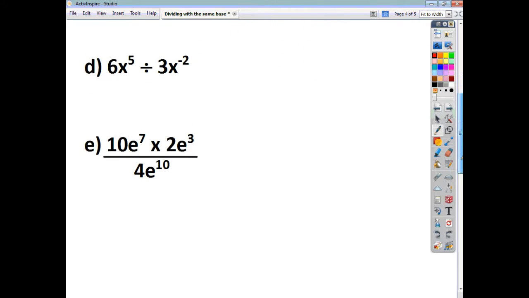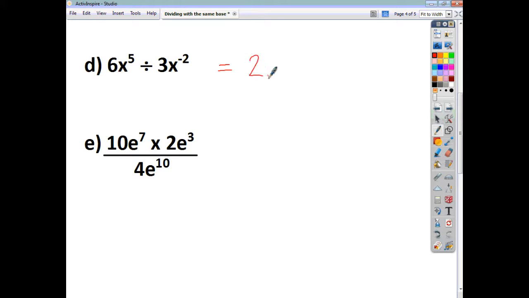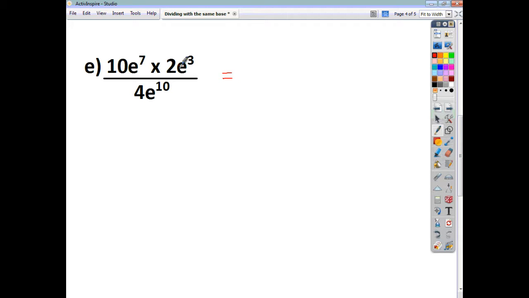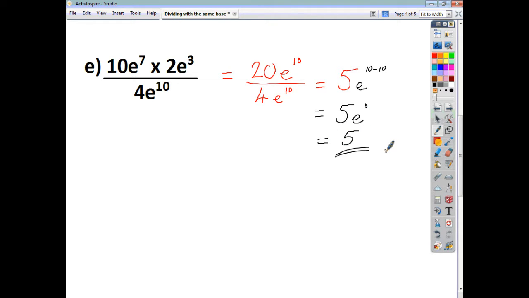Okay, now for this one, if we deal with the coefficients first, 6 divided by 3 is 2, and then we're going to have 2x to the power of something, and the power is going to be 5, take away negative 2, which becomes 5 plus 2, which is 7. Okay? And finally, with this last one, if we use the multiplication rule on the top part first, 10 twos, that gives us 20. And then the rule gives us that that is e to the power of 10. Okay. And then we can say, well, we've got 4e to the power of 10 on the bottom. Now, 20 divided by 4 is 5. Now, you know anything divided by itself is going to cancel out anyway. But if we use the rule, you'll get e to the power of 10 minus 10. 10 minus 10 is 0. And you should know that anything to the power of 0 is 1. So it's 5 times 1, which is just 5. Okay? So that's the answer to your 5 questions there.